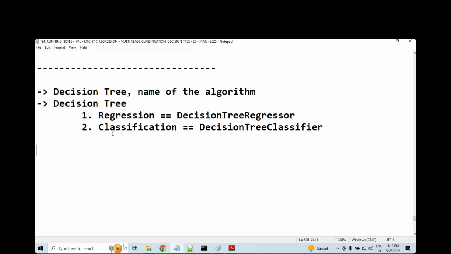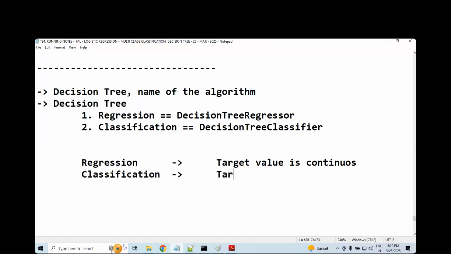Now I have a question for you. Can you tell me what you mean by regression? Any idea? Very good. Make a note on this one. If the target value is continuous, it is regression. What do you mean by classification? If the target value is a class or state, a kind of category, it is classification.